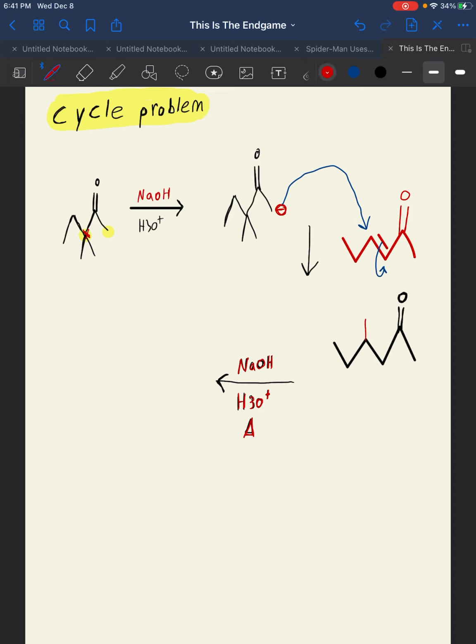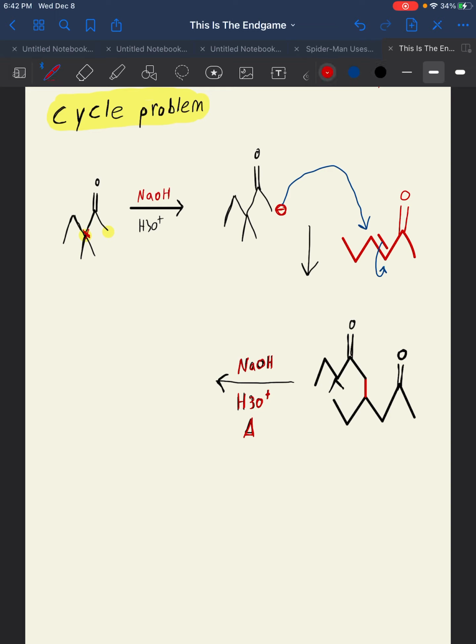And then we have the new bond form. And once the new bond forms, you would get a product that looks like this. I know it looks kind of nasty. And now that we react this with NaOH and H3O+, that's another saponification, another enolate formation.